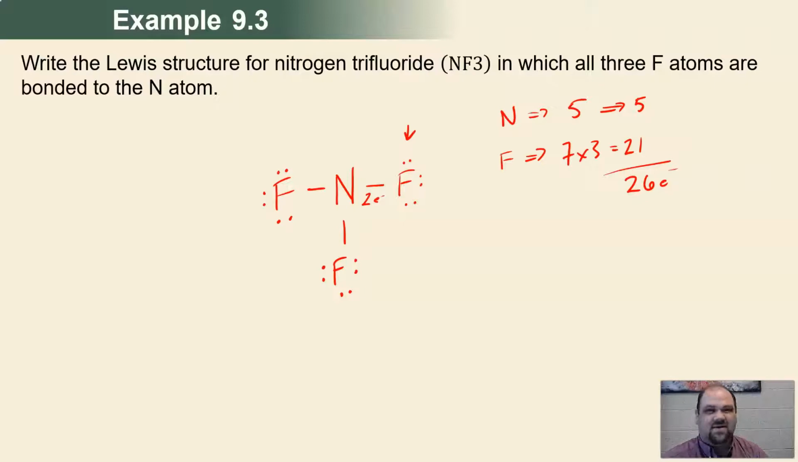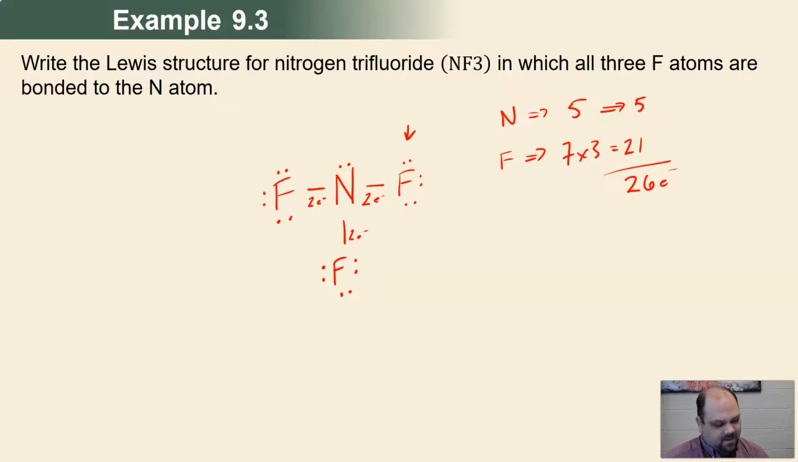And this nitrogen only has 6 around it, right? He's got 2 electrons in each bond. And he still needs a lone pair. So we're going to give him a lone pair at the top. And he is happy. And so this is the correct Lewis structure for nitrogen trifluoride, NF3.